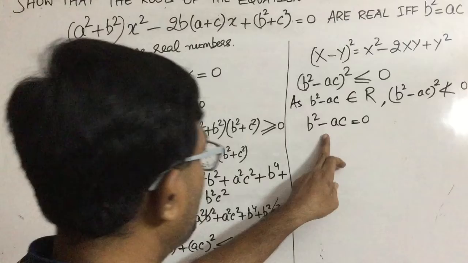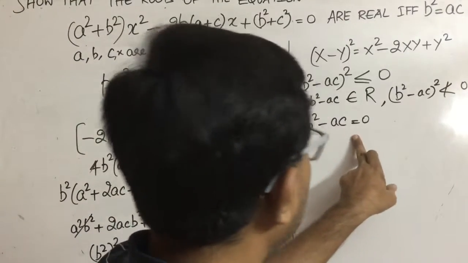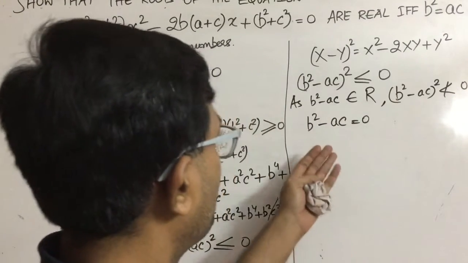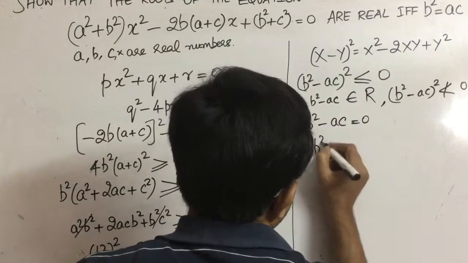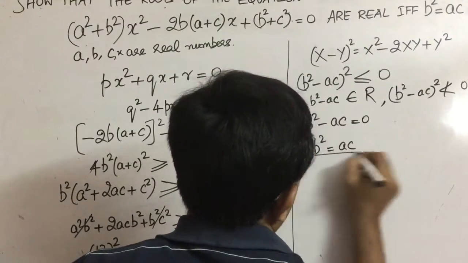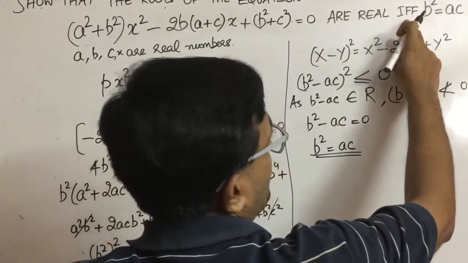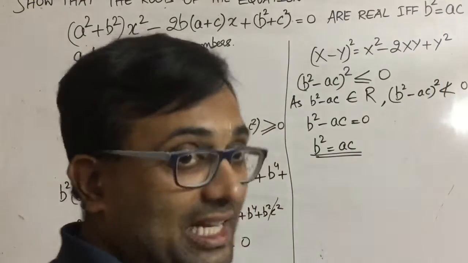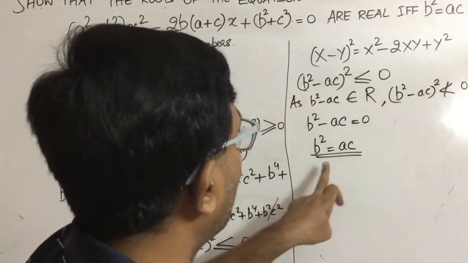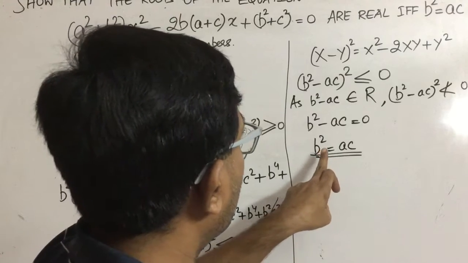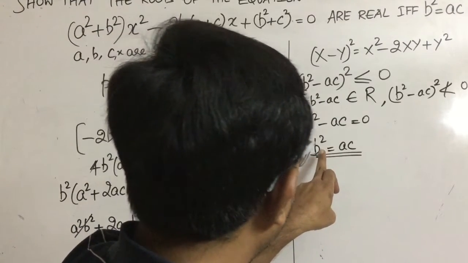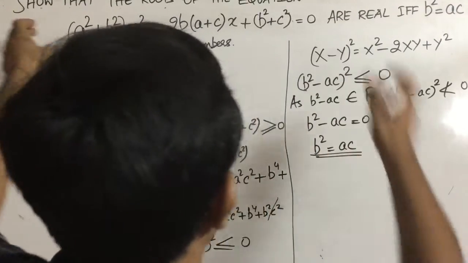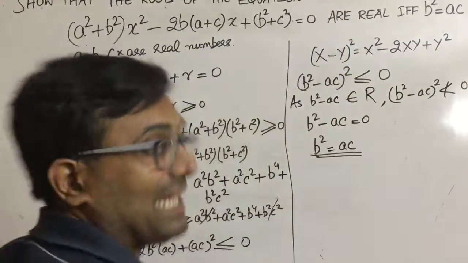Right? Which means that a, b and c have to be in geometric progression. That's the condition that we are supposed to prove. If and only if, that's why the question says IFF. It's not just IF, it's IFF, if and only if. So only when b squared is equal to ac can the given quadratic equation have real roots.